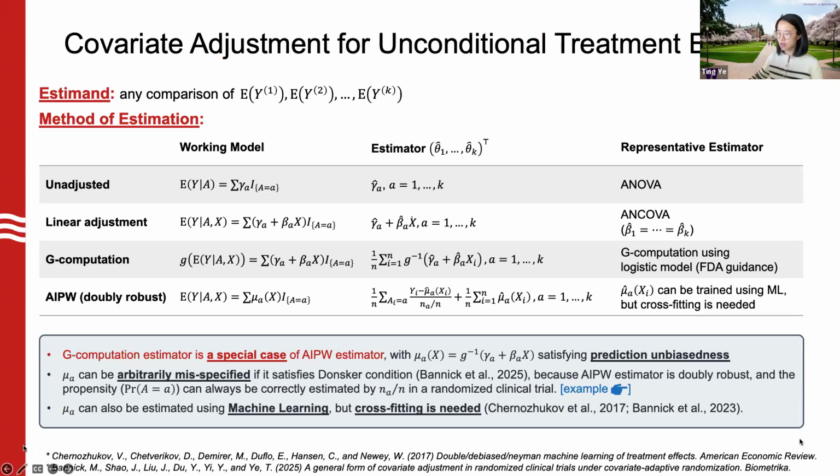So going back to the AIPW estimator here, the working model mu A can also be estimated using machine learning methods like random forest or using ensemble methods. And that's also one advantage of the AIPW approach because it allows for that. But if we do machine learning, then we need to do cross-fitting. And I won't go into the detail, but the cross-fitting is needed for the estimator to be asymptotically unbiased if we use machine learning methods, and also for valid inference if using machine learning methods.